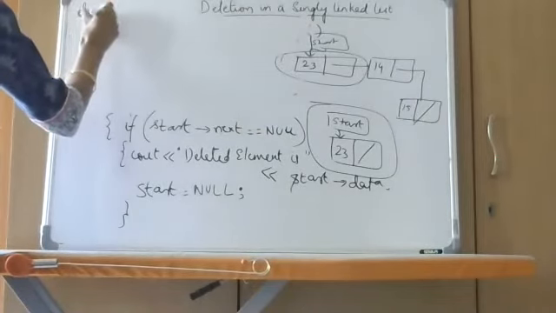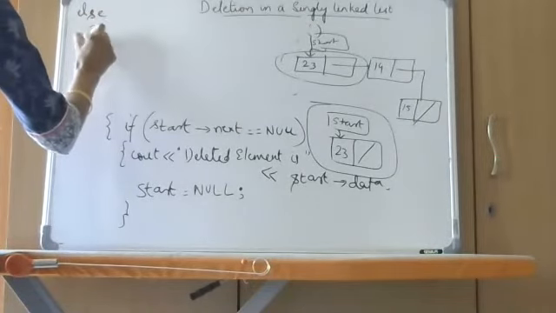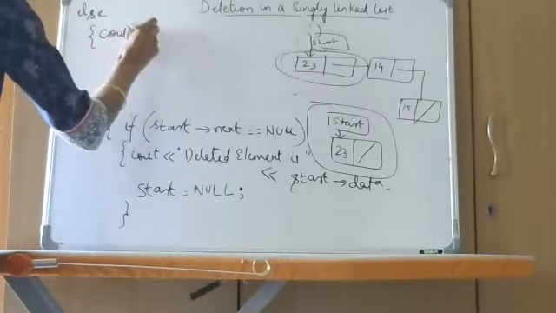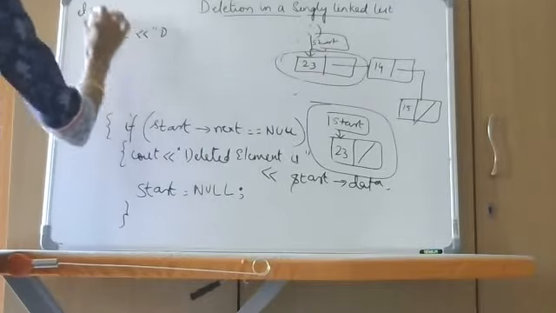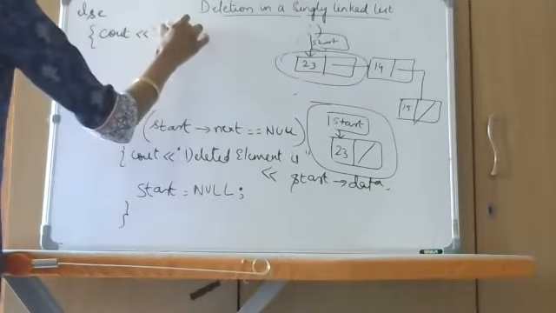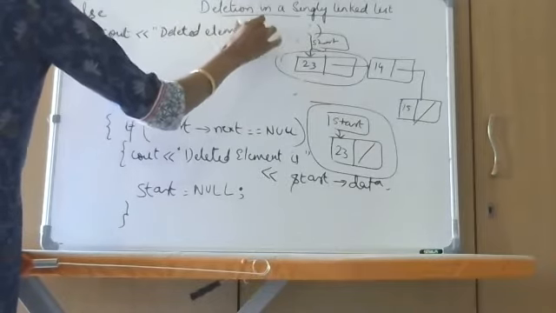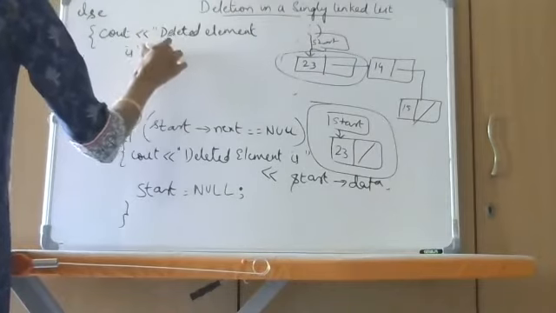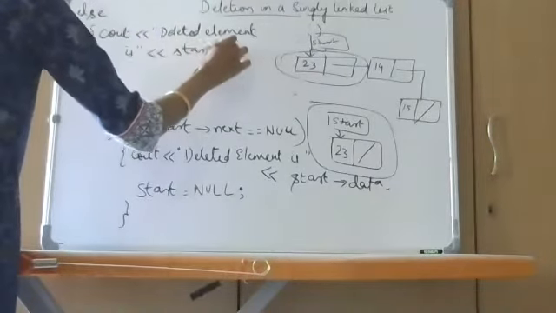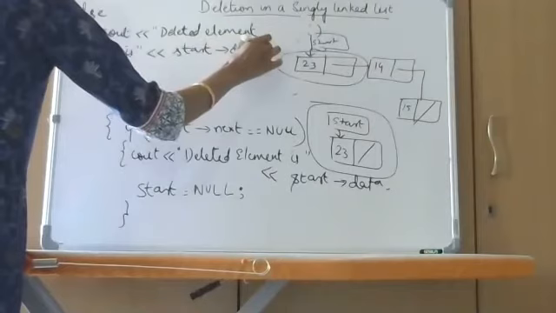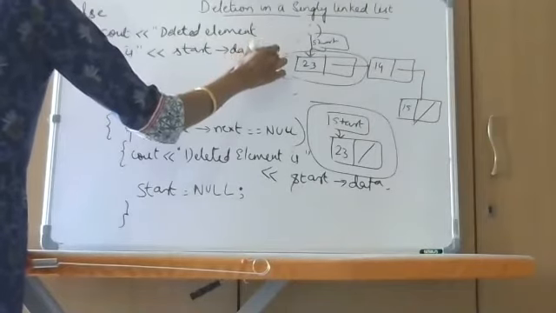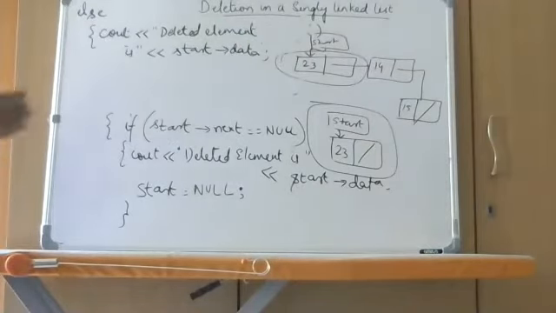Else, I will display cout. This else is for this if. Deleted element is start of data, because you are deleting the first element.